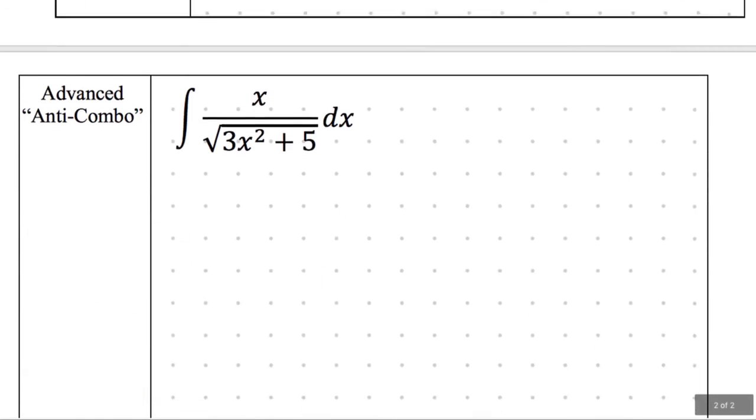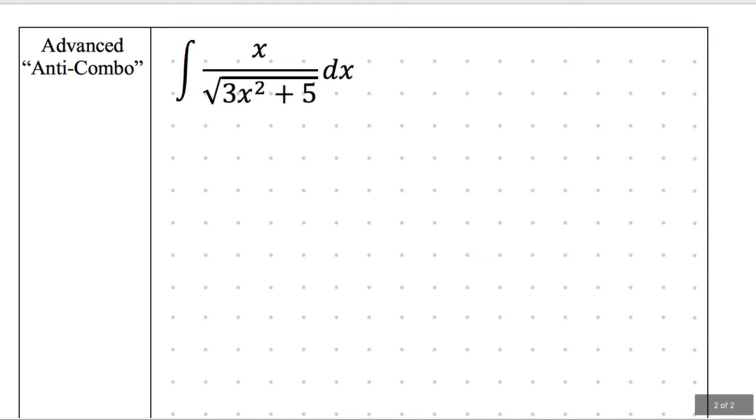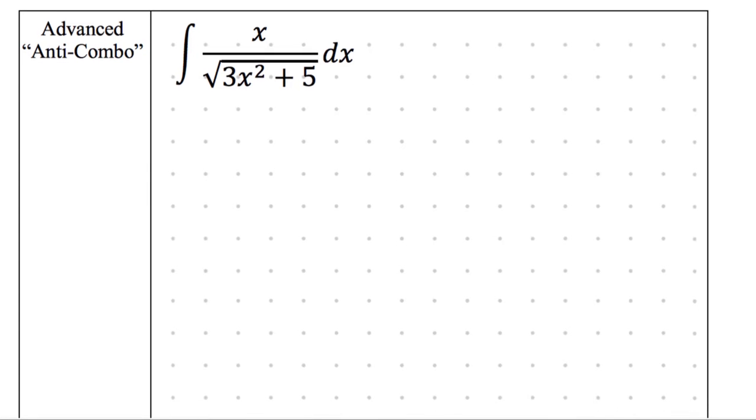All right, flip it over. Advanced anti-combo. So now I mix both of them together. Combo just means I have a fraction and, or I guess a rational and a radical.